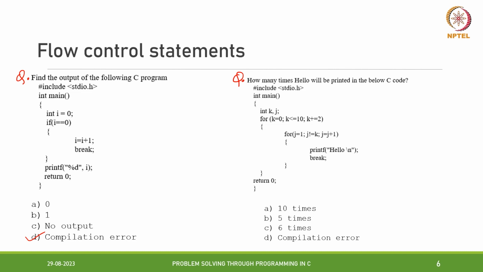So we have again two variables here, k and j. k goes from 0 up till 10 with an increment of 2 after each iteration, and inside that we have a nested for loop with the condition j not equal to k, and j is equal to j plus 1, that is incrementing by 1. So how many times will hello be printed?